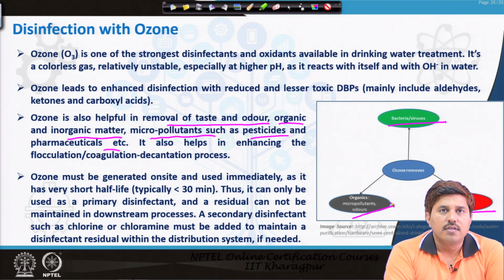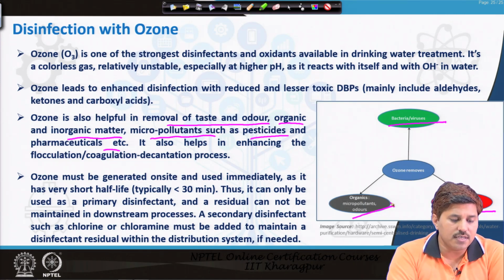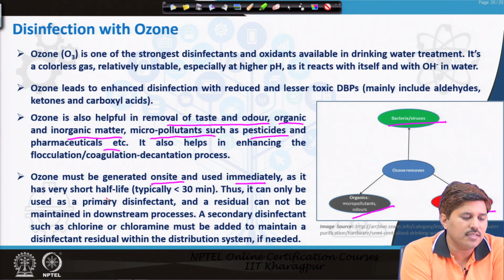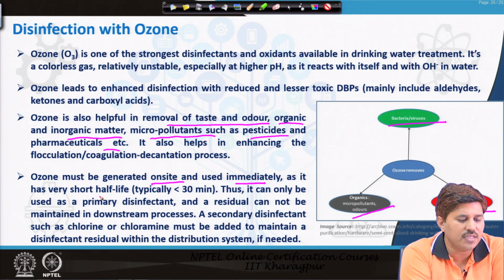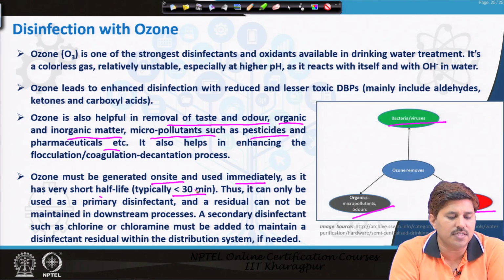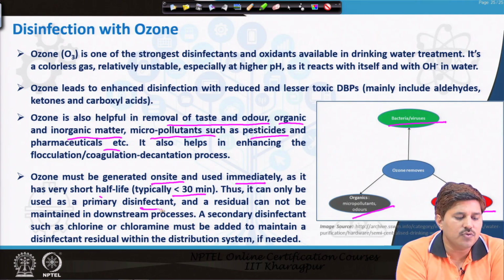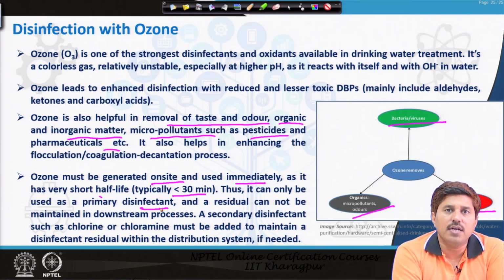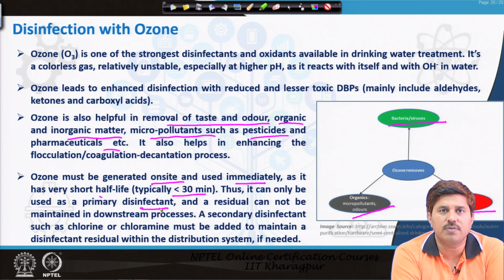The issue is that because of its unstable nature, it needs to be generated on site and used immediately, as the half life is very short, less than approximately 30 minutes. So that is why it can be used as a primary disinfectant, and unlike chlorine, it cannot leave a residual that can go into the distribution system and ensure post treatment safety.